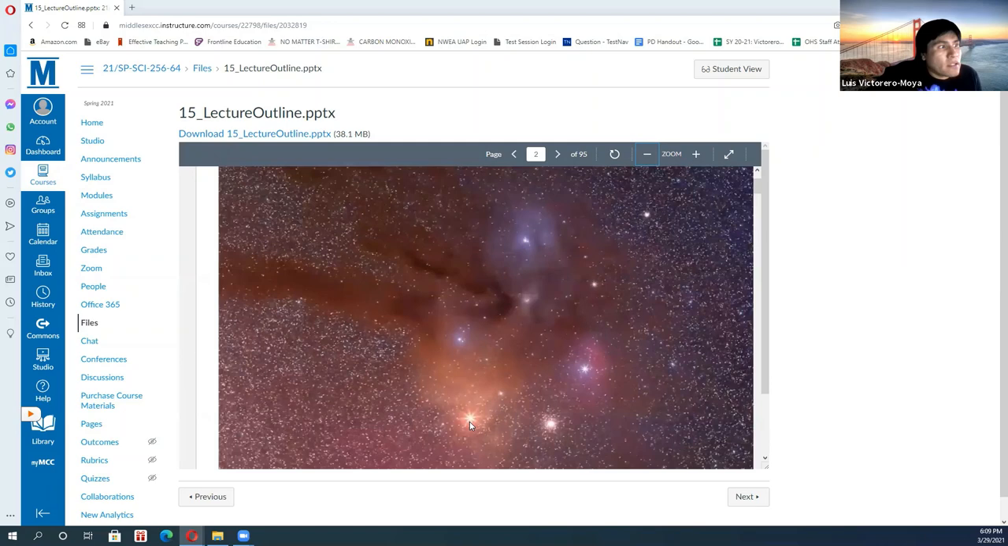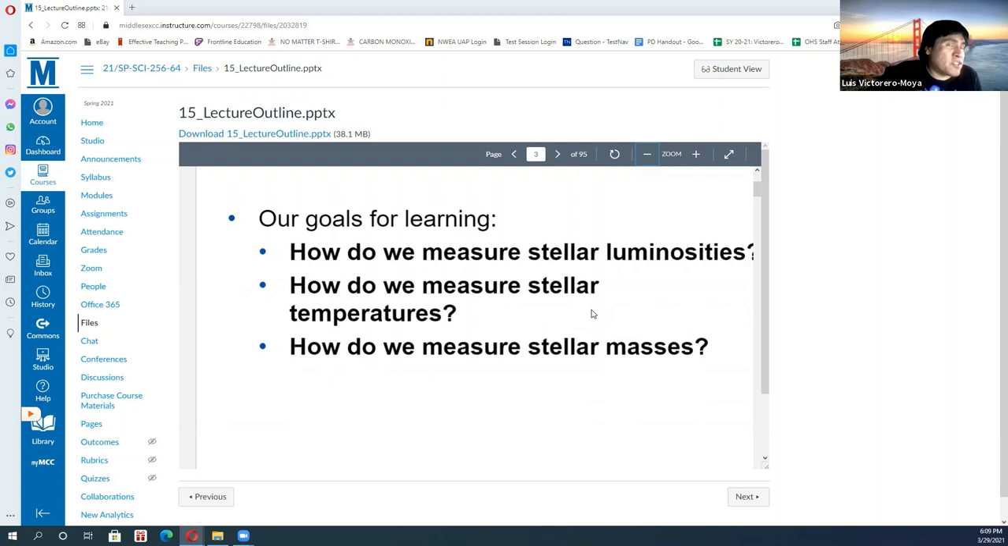So how do we define the luminosity of a star, which is the goal of this section of this chapter? How do we measure luminosities, which you probably know, I wrote the equation before? How do we measure temperatures? And how do we measure stellar masses?